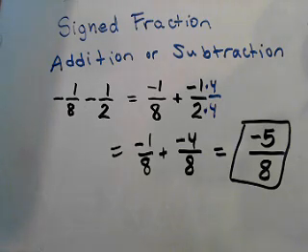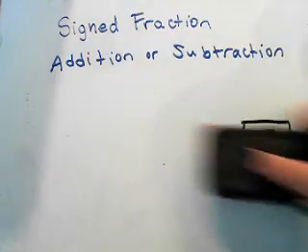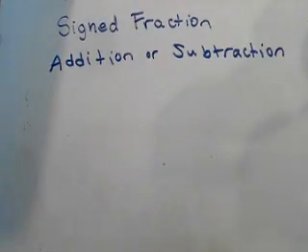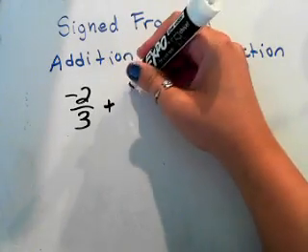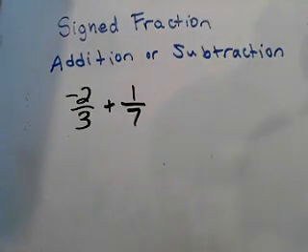All right, let's try one more example. So -2/3 plus 1/7. So here, definitely not the same size pieces. -2 1/3 size pieces and 1 1/7 size piece. It's a mouthful.